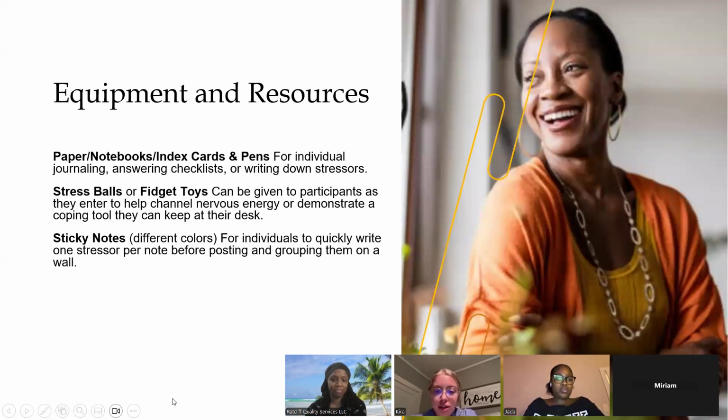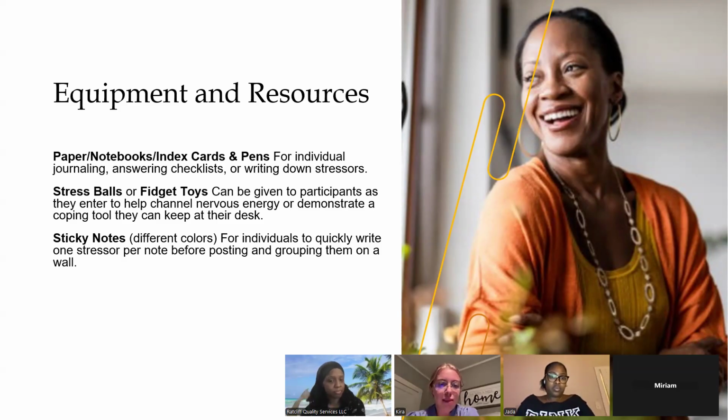So, the equipment and resources that we need to conduct these assessments are some paper, some notebooks, and index cards and pens for everybody to write down and journal to answer the checklist or write down their stressors. Stress balls or fidget toys. Everybody loves stress balls and fidget toys.